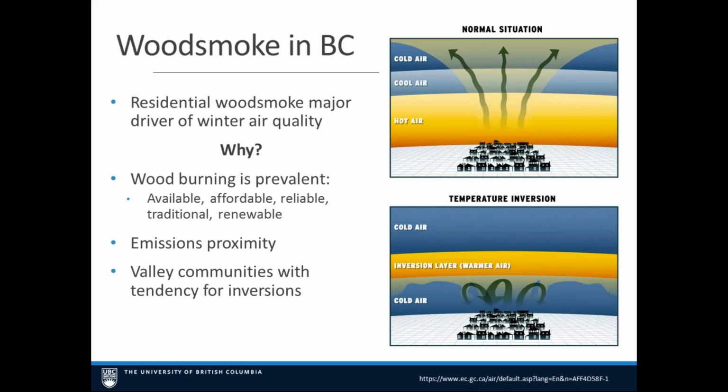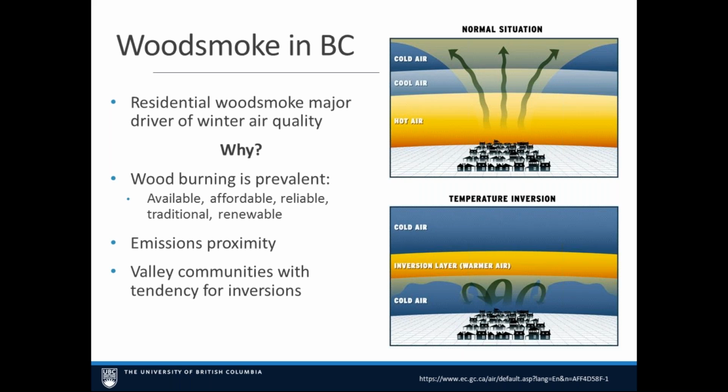Here's a quick graphic to demonstrate this. Normally air closer to the surface, in the top image here, is warmer than the air above, and this allows air to rise and mix and disperse pollutants away from the community. However, during a temperature inversion, this is reversed.